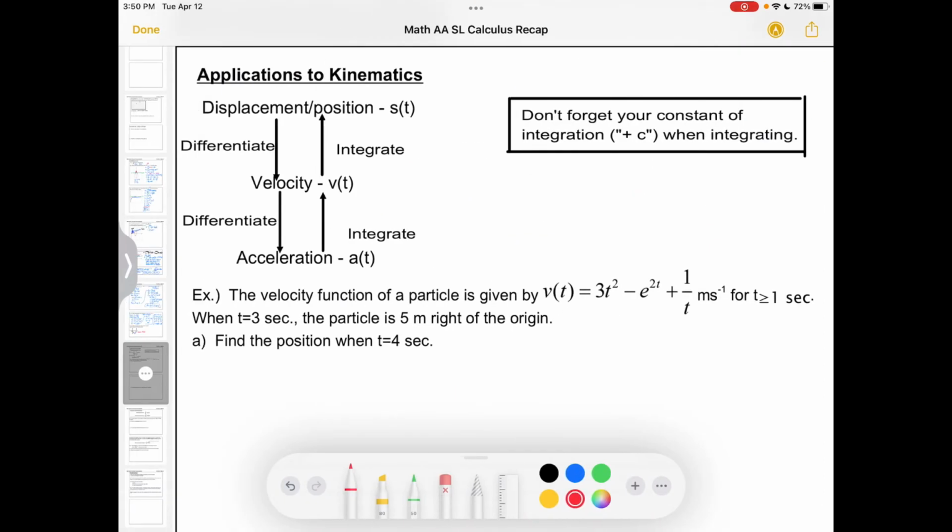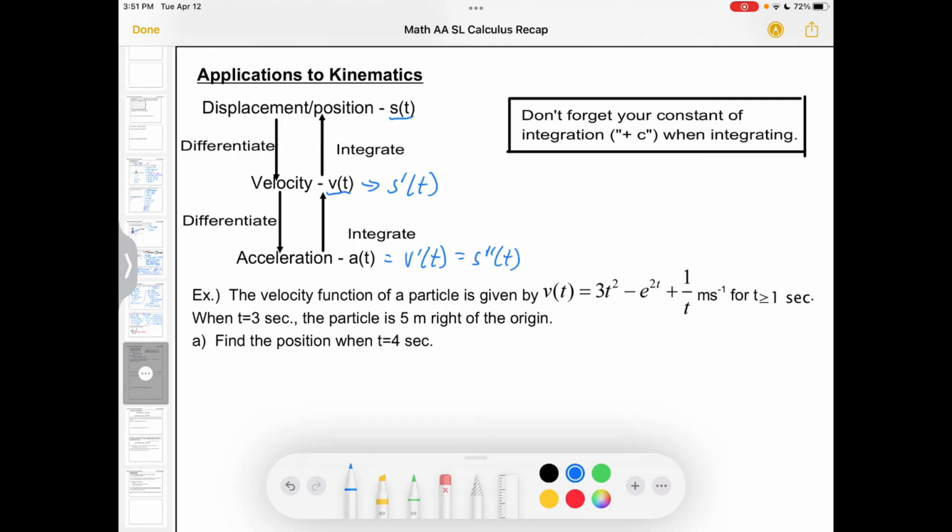Okay, that brings us to one of our biggie applications, kinematics, or the mathematics of motion. So at the top of the heap here is position or displacement. The derivative of displacement is velocity. So velocity equals s prime of t. The derivative of velocity is acceleration. So acceleration is v prime, but it's also the second derivative of position.